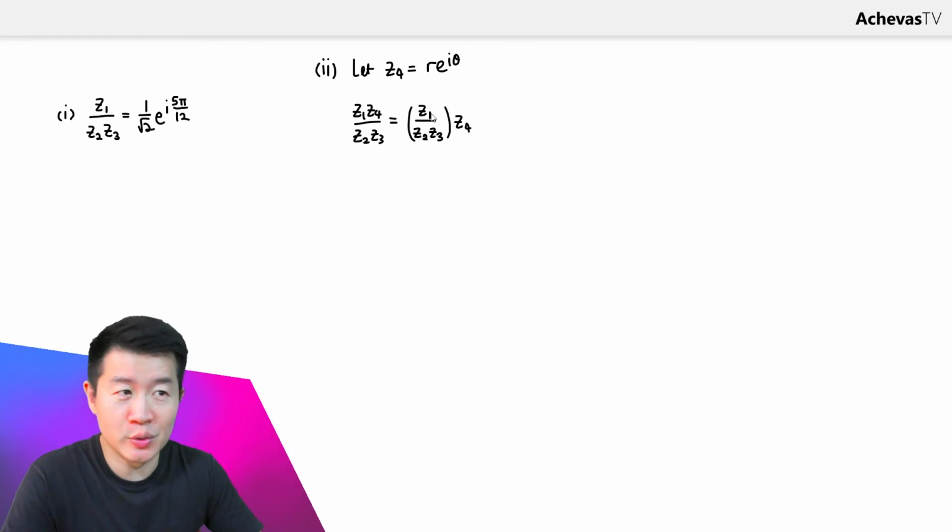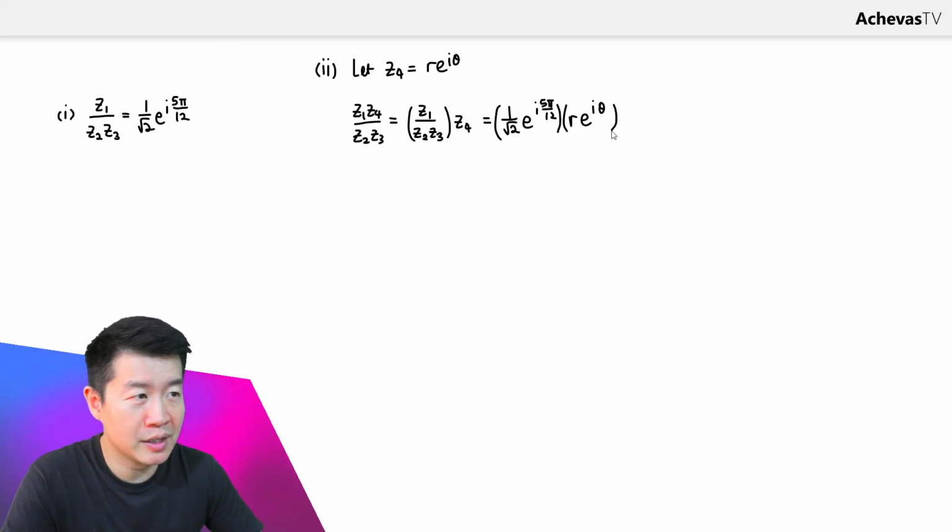And the reason why I am doing this is because from the previous part, we have already gotten the Euler form of this expression. That is why we can now express this as 1 over square root of 2 e to the power of i 5 pi over 12. And as for z4, let's continue to make use of the general Euler form.